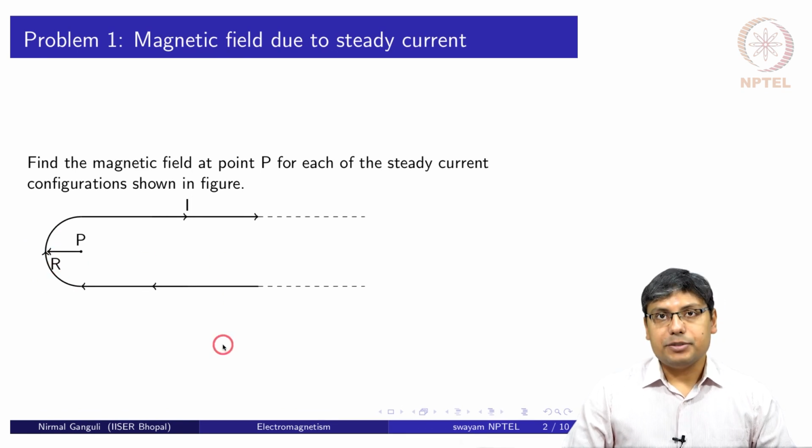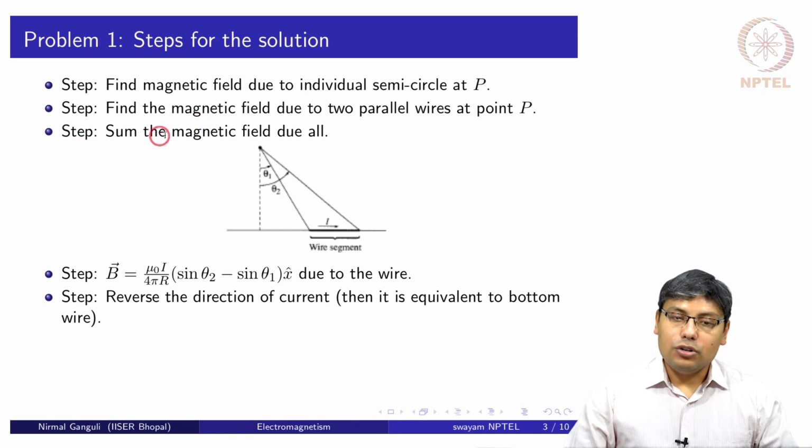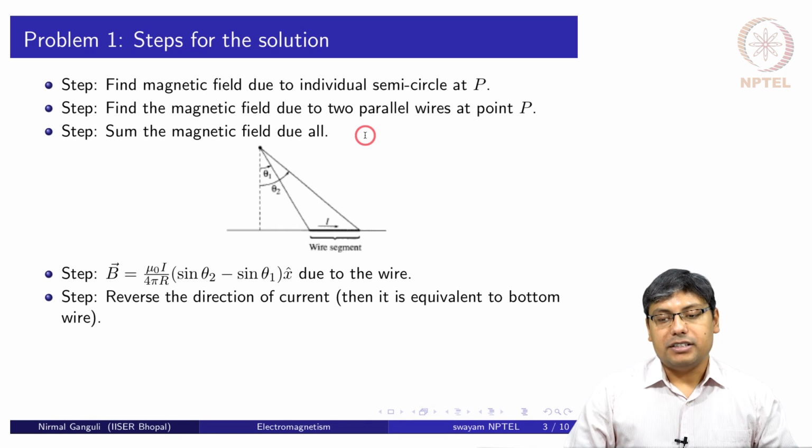So what are the steps that you are going to follow in order to solve this problem? Let's look at the steps. In the first step, you are supposed to find the magnetic field due to the semicircle at P, that is the center of the semicircle. Then find the magnetic field due to the parallel wires at point P, and then sum all the magnetic fields, then you will find the total magnetic field.